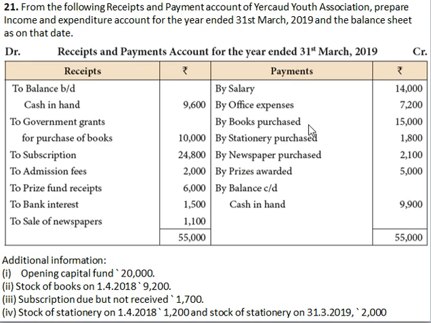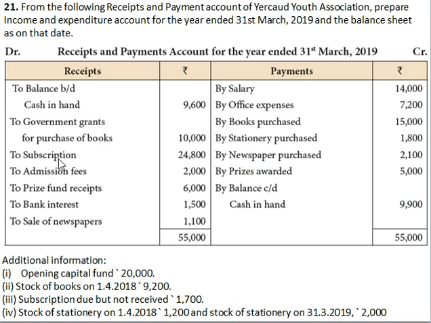The amount of book purchase, we have to add the amount of opening stock of books, which is rupees 9,200. And with the amount of stationery purchased, we have to add opening stock of stationery and we have to less closing stock of stationery in income and expenditure account.